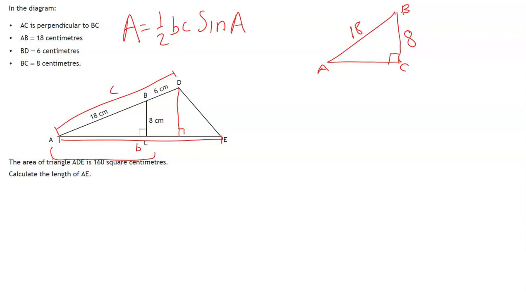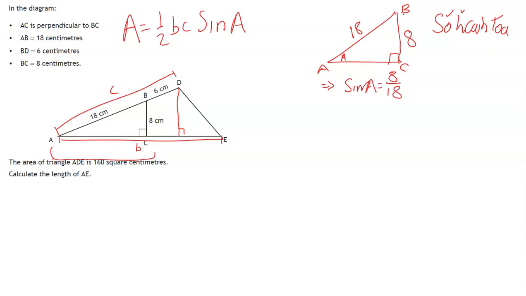Well, the formula for the area of a triangle needs sine A. So I can get sine A using SOHCAHTOA here. Because I know SOHCAHTOA tells me that sine is the opposite over the hypotenuse. Now there's my angle A is marked on. The opposite is 8 and the hypotenuse is 18. So what that tells me is that sine A is equal to 8 over 18.